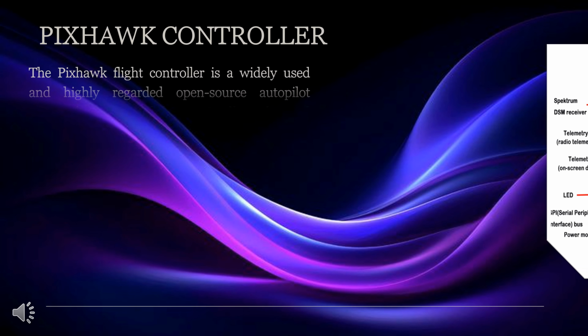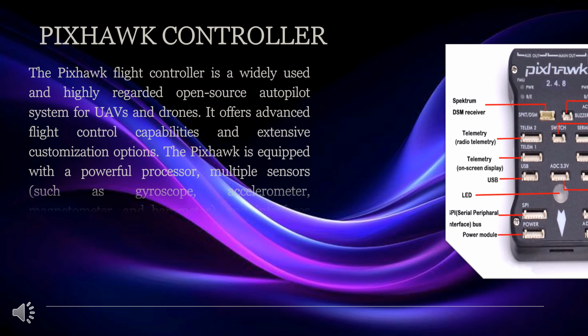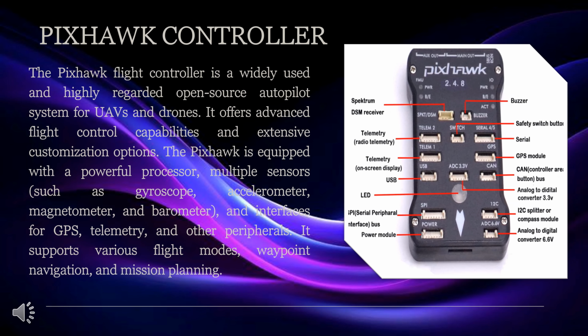The Pixhawk flight controller is a widely used and highly regarded open-source autopilot system for UAVs and drones. It offers advanced flight control capabilities and extensive customization options. The Pixhawk is equipped with a powerful processor, multiple sensors, such as gyroscope, accelerometer, magnetometer, and barometer, and interfaces for GPS, telemetry, and other peripherals. It supports various flight modes, waypoint navigation, and mission planning.